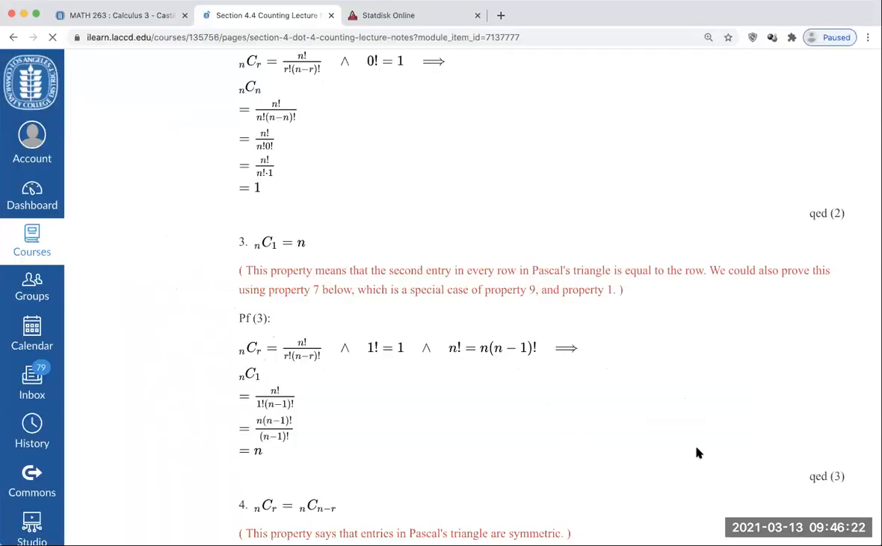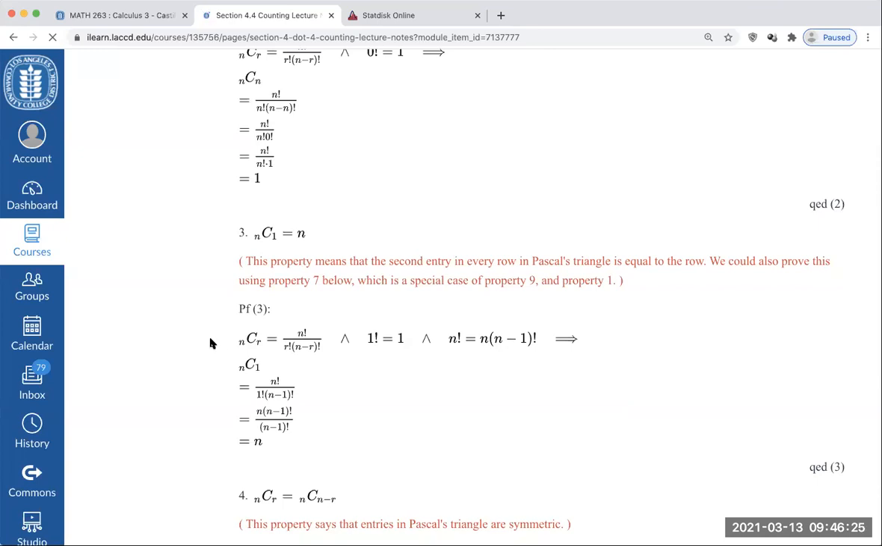I'll use the following facts to prove this. First, again, the definition of NCR in terms of factorial. So NCR is n factorial over r factorial times n minus r quantity factorial. And I'll use the fact that 1 factorial is equal to 1, and that n factorial is n times n minus 1 factorial, by, again, the recursive definition of factorial.